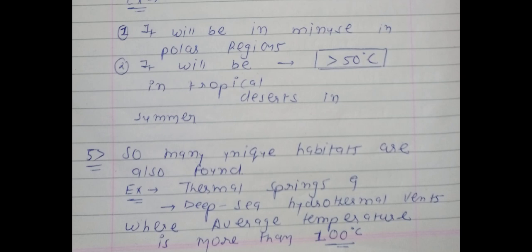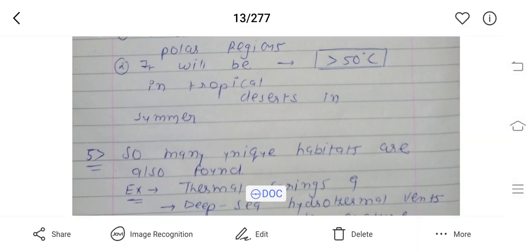It means, if we revise point number 5, so many unique and attractive habitats are found on our earth, like thermal springs and deep sea hydrothermal vents. Underline this: deep sea hydrothermal vents, where the average temperature is higher than 100 degrees centigrade. So we can say that the first page of this question is completed.